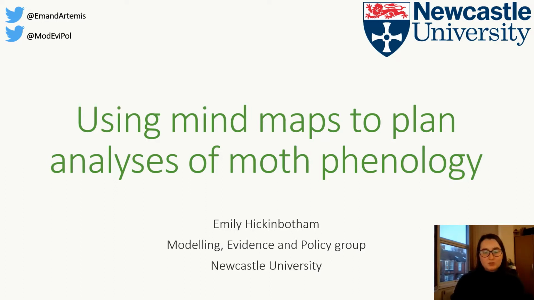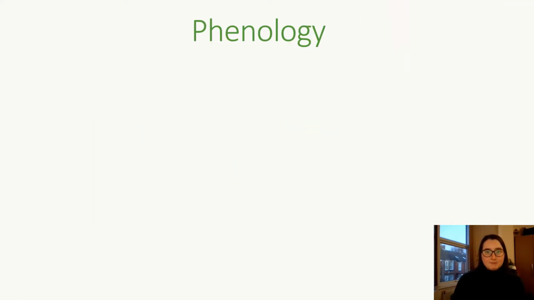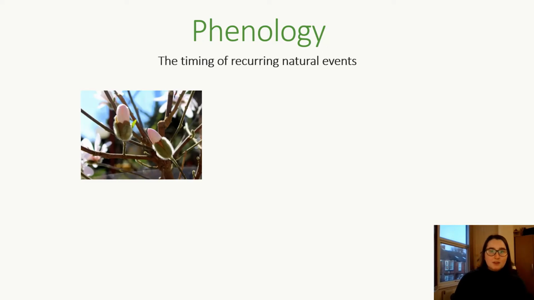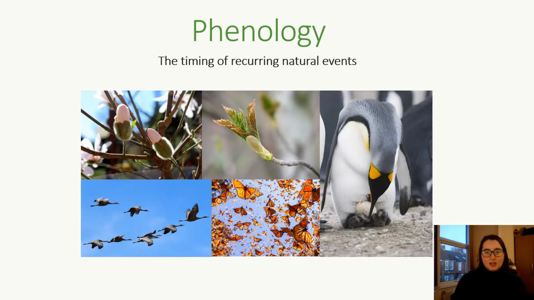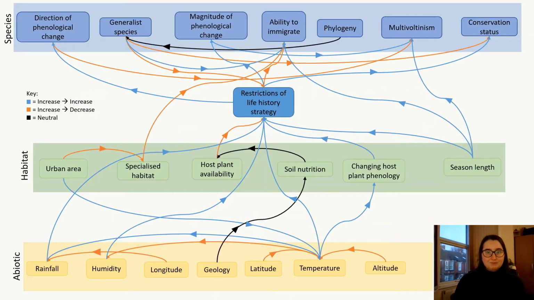So today I'm going to talk to you about using mind maps to plan analyses of moth phenology. So what is phenology? You might remember this slide from a presentation I gave for NHSN a couple of years ago on my undergraduate research. Phenology is simply the timing of recurring natural events. So some examples here are bud burst, leafing out, egg laying and migration. And these are all events that happen at around the same time every year, which make them really easy to measure, but these are shifting due to climate change.